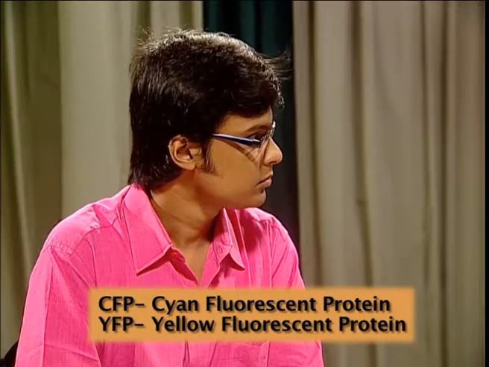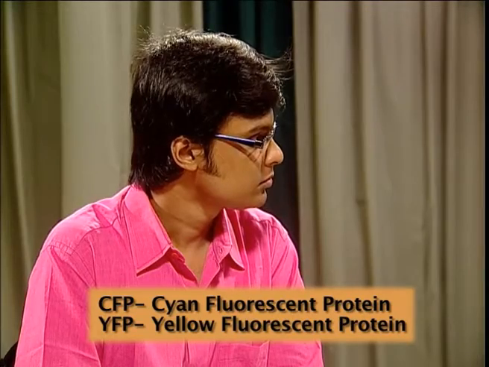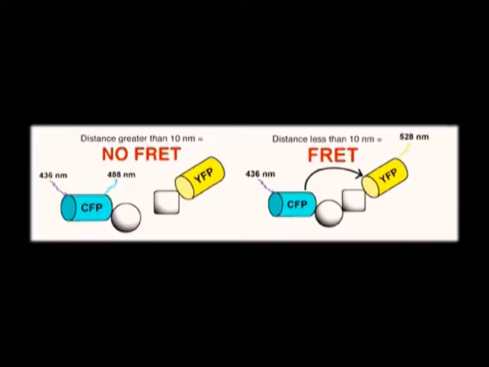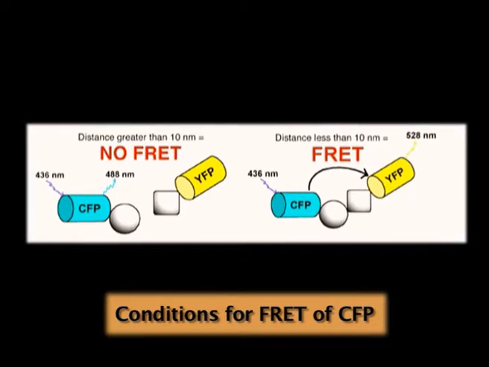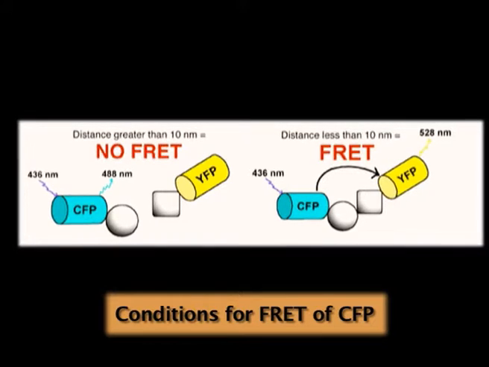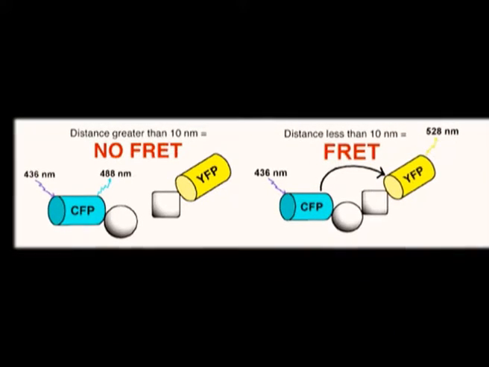If I take a calcium calmodulin or even some other proteins, I will tag one protein with a CFP, which is cyan fluorescent protein, and the FRET pair for CFP is YFP, so I will tag the other interacting protein with YFP. Now, as you look at the figure, a particular orientation of these two proteins should be there, as well as these two fluorophores should be there for FRET to occur.